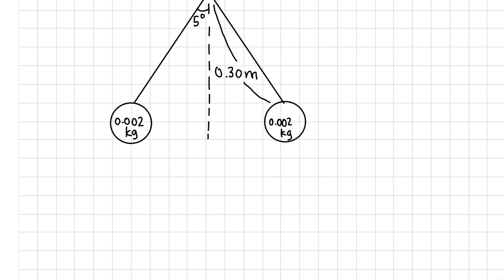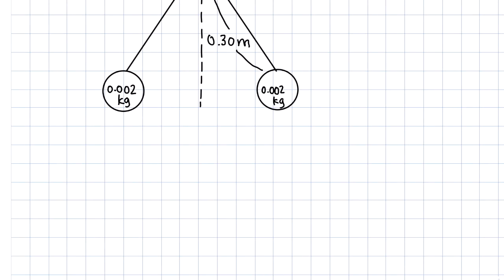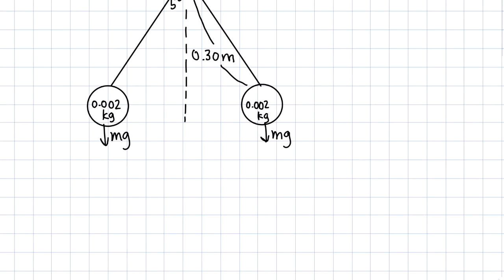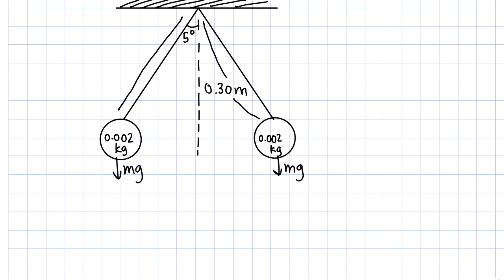So this is the diagram from the book, and the first thing I'm going to be doing is drawing in all the forces acting on each particle. So each particle has a weight, and there's also tension on each particle, which is pulling the particle towards the connection point.